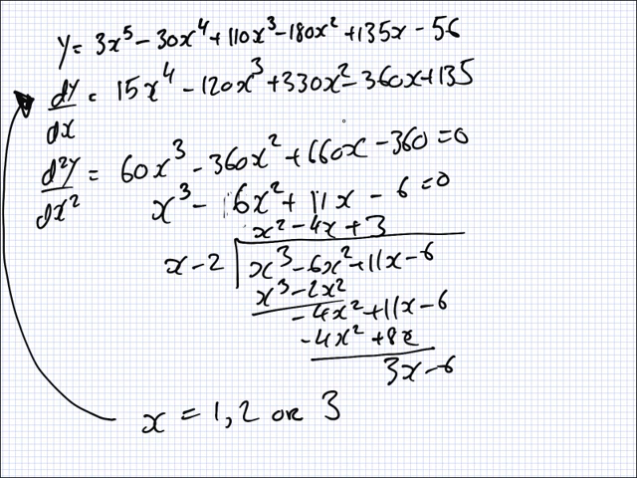Can I ask, why do you make the second derivative 0 and not different? First derivative being 0 gives you turning points. Second derivative being 0 gives you inflection points.